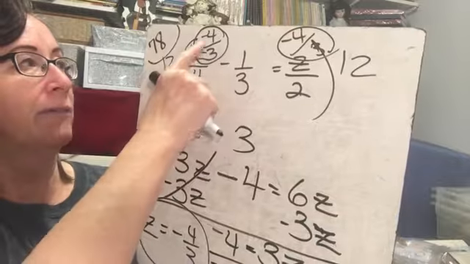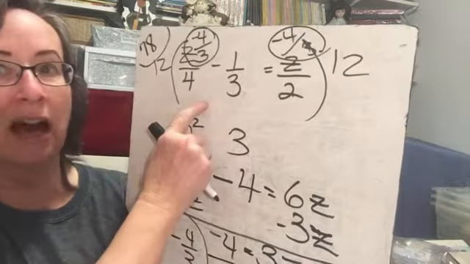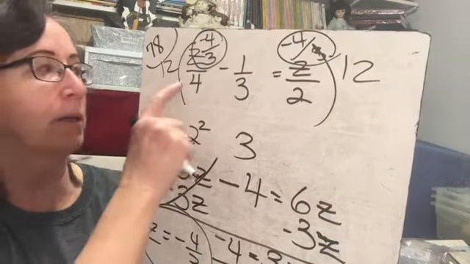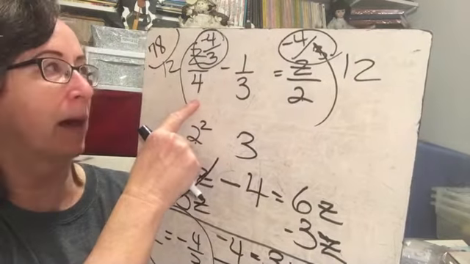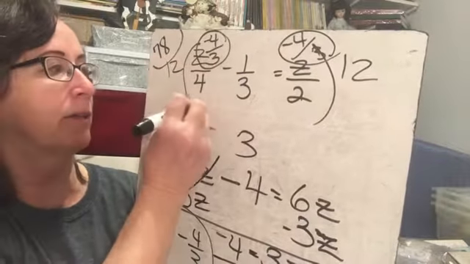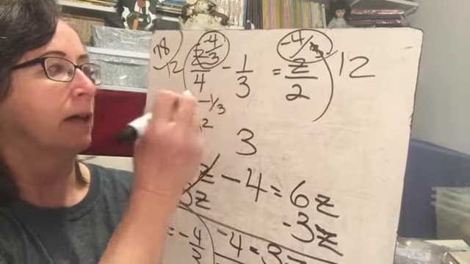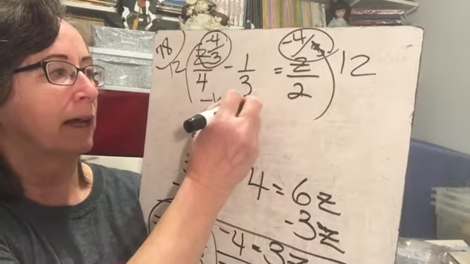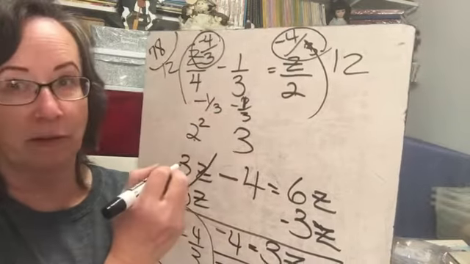Now, we have negative 4/3 times 1/4. And the negative 4 on the top and the 1/4 on the bottom are going to cancel. So we're going to get a negative 1/3. So negative 1/3 minus another third is going to be a negative 2/3.